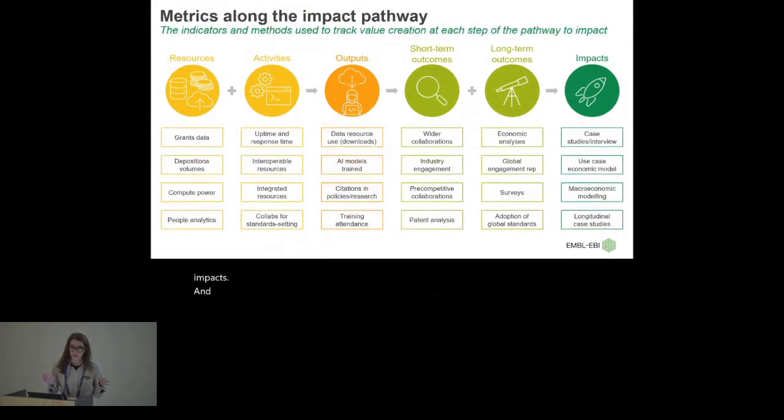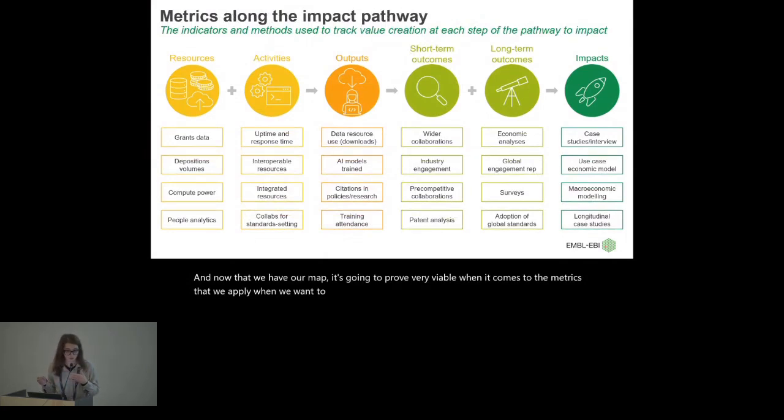And now that we have our map, it's going to prove very valuable when it comes to the metrics that we apply when we want to measure what matters. As the questions we ask grow in complexity, so do the data and the analytics we have to use in order to give answers to these.